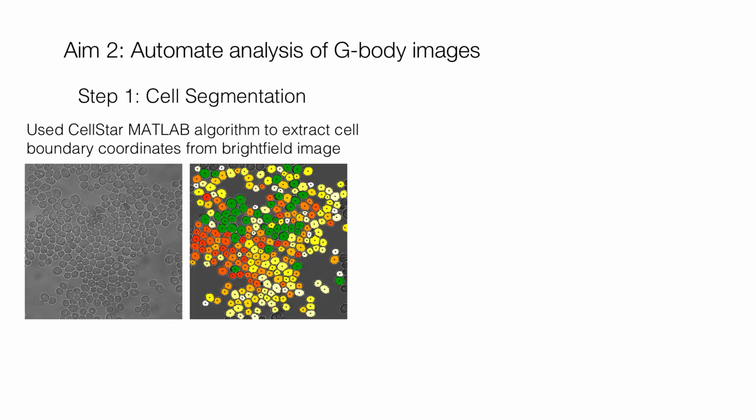So I used CellStar, which is a MATLAB algorithm for yeast cell bright field segmentation. So when you plug in this bright field image, it returns where it thinks all of the cells are. And then the green ones are ones I had to modify in some way, but overall you can see it's pretty accurate. And so I used this to find the boundary coordinates of each cell.